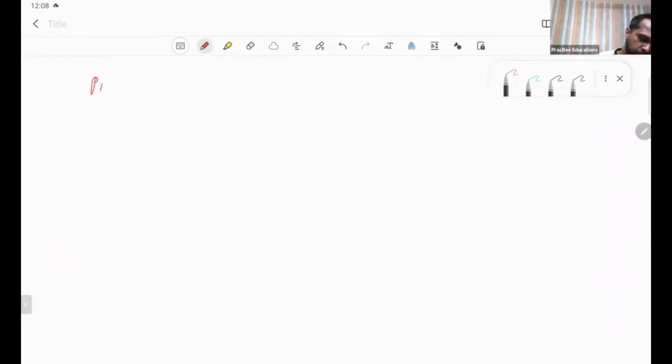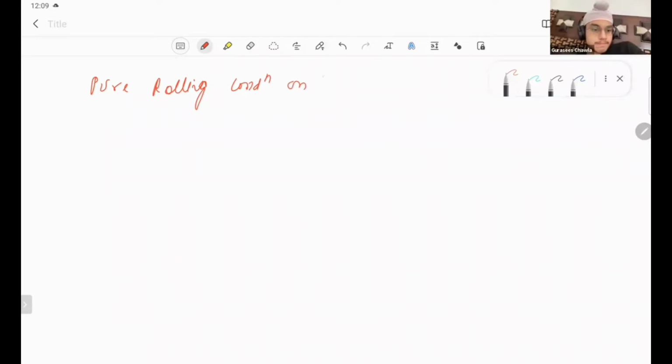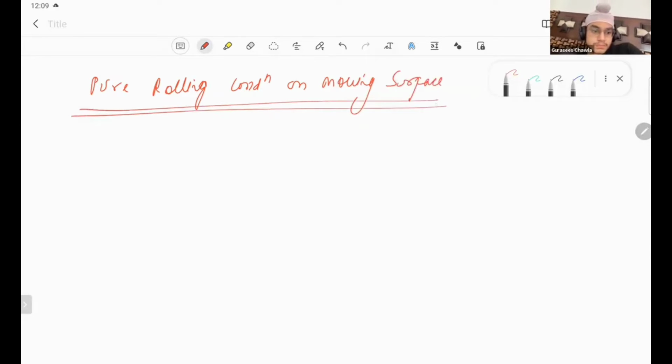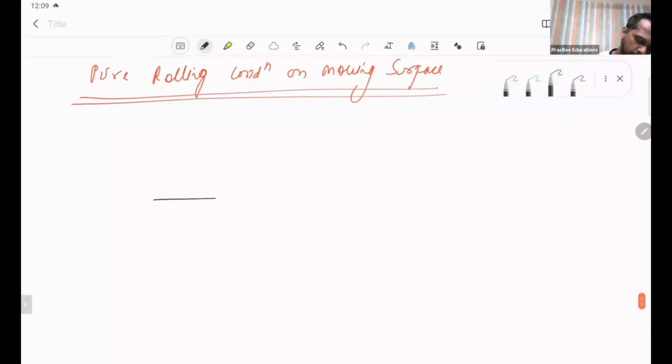Pure rolling condition, pure rolling condition on moving surface. See, suppose I have a moving surface.